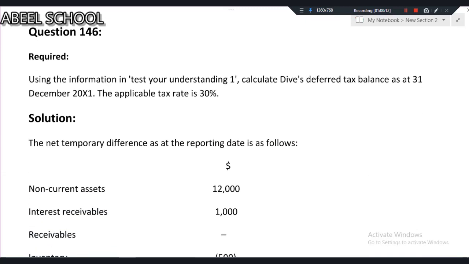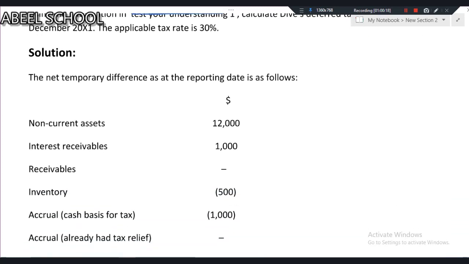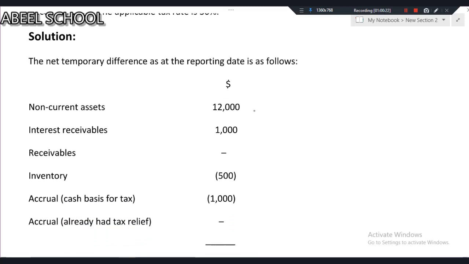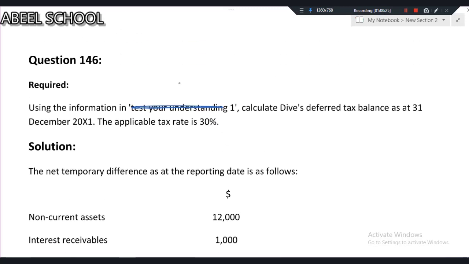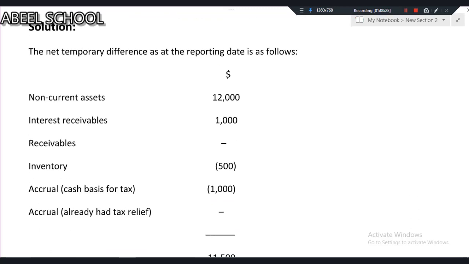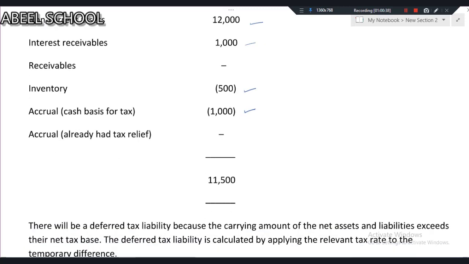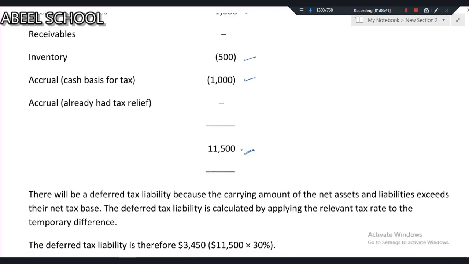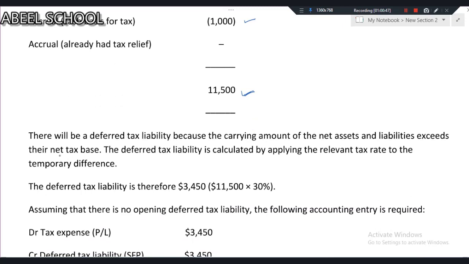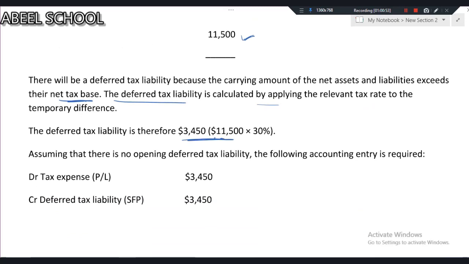Let's see what this question says. Using the information, this deferred tax, leave this. Non-current asset, that is question 145 which we did. Question 145: there was a taxable difference of 12,000, a taxable difference of 1,000, a deductible difference of 500, and a deductible difference of 1,000. So it gives you 11,500 as a taxable difference. There will be a deferred tax liability because the carrying amount of the net assets and liabilities exceeds their tax base. The deferred tax liability is calculated by applying the tax rate. The double entry will be tax expense debit and deferred tax liability credit.